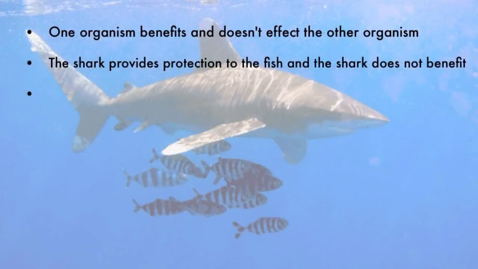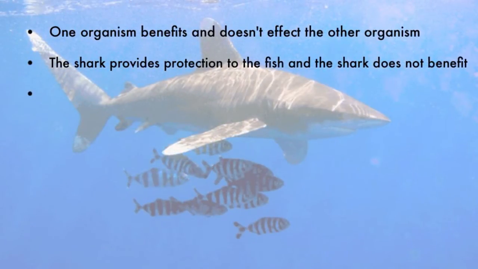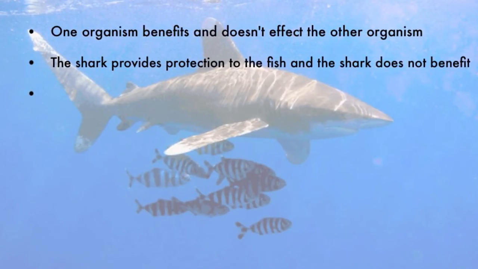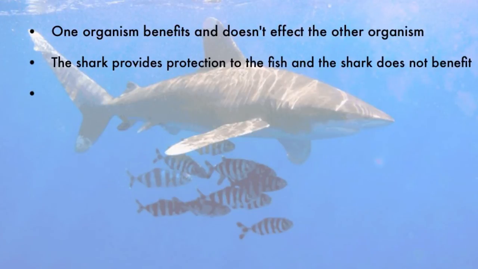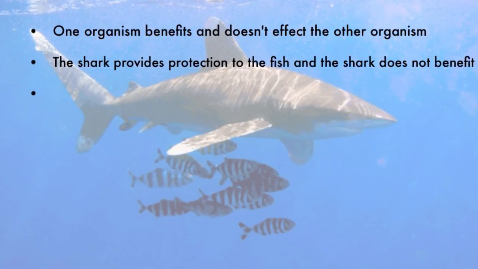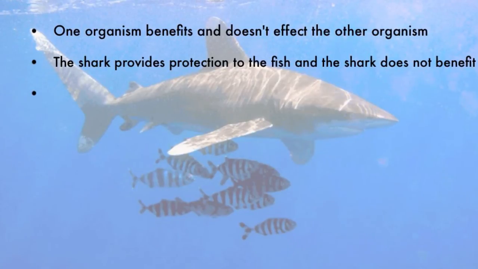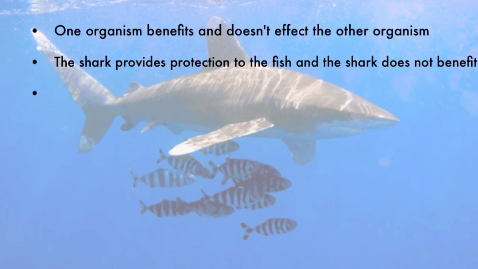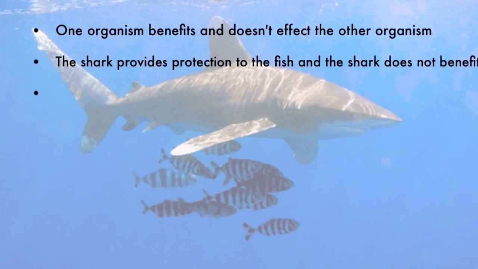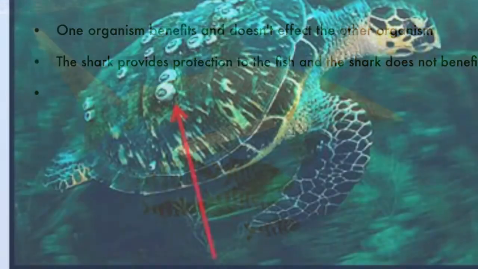The third and final class of symbiotic relationships is that of commensalism. Commensalism is when one organism benefits and does not affect the other organism, either in a positive or negative way. So the example on your screen was that of a shark and fish. Those fish benefit from the protection of the shark, but the shark gains nothing from having that quote-unquote posse there.